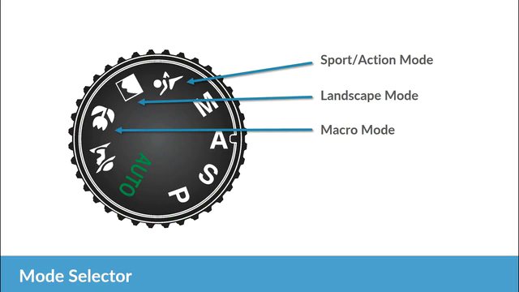Then we have our macro mode. We are going to be talking a little bit about macro a little bit later on in the lesson in terms of lenses, but we do have a macro mode on our camera as well, and this mode allows you to move closer to the subject to take close-up photographs.